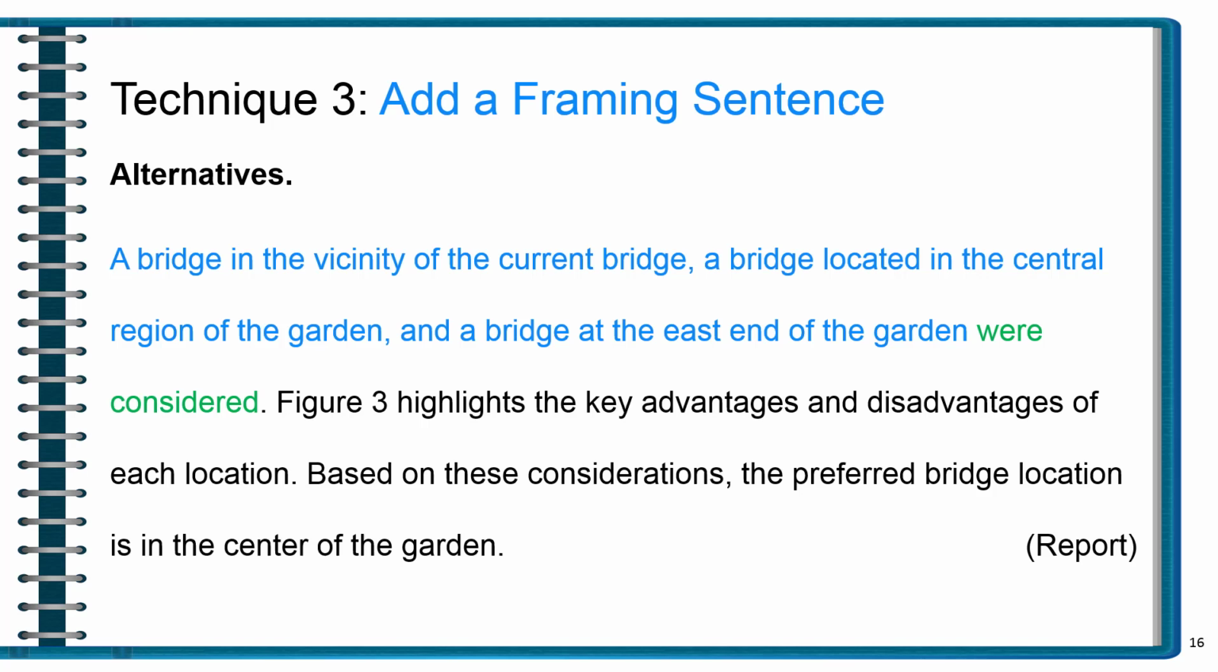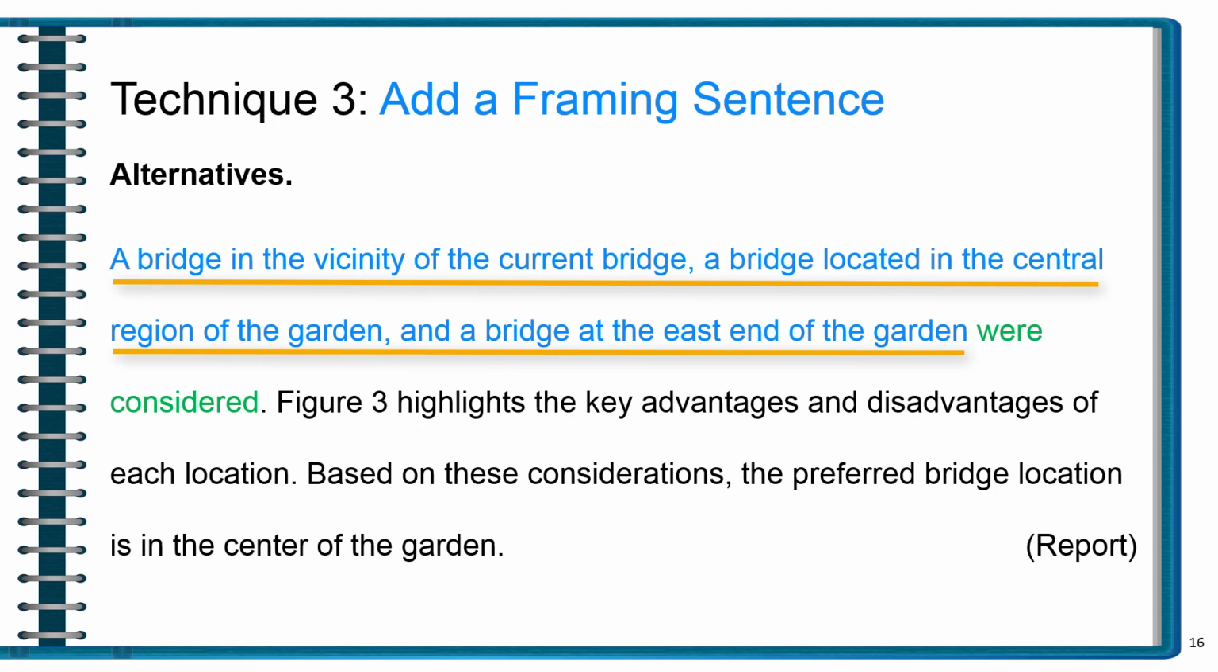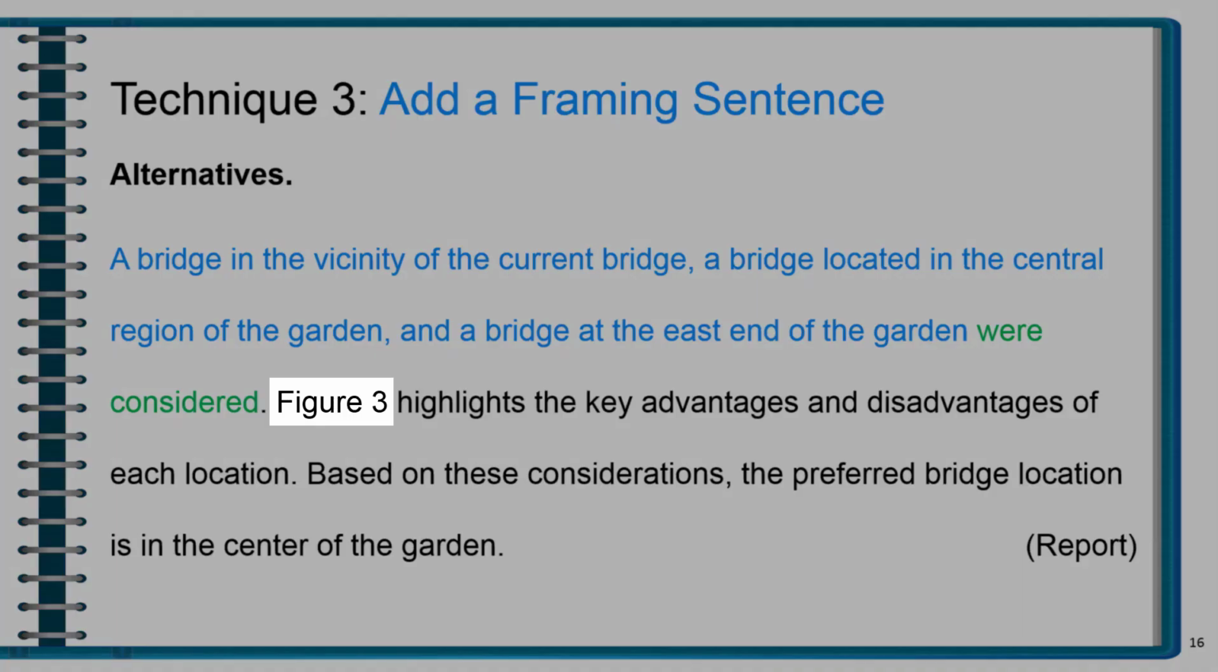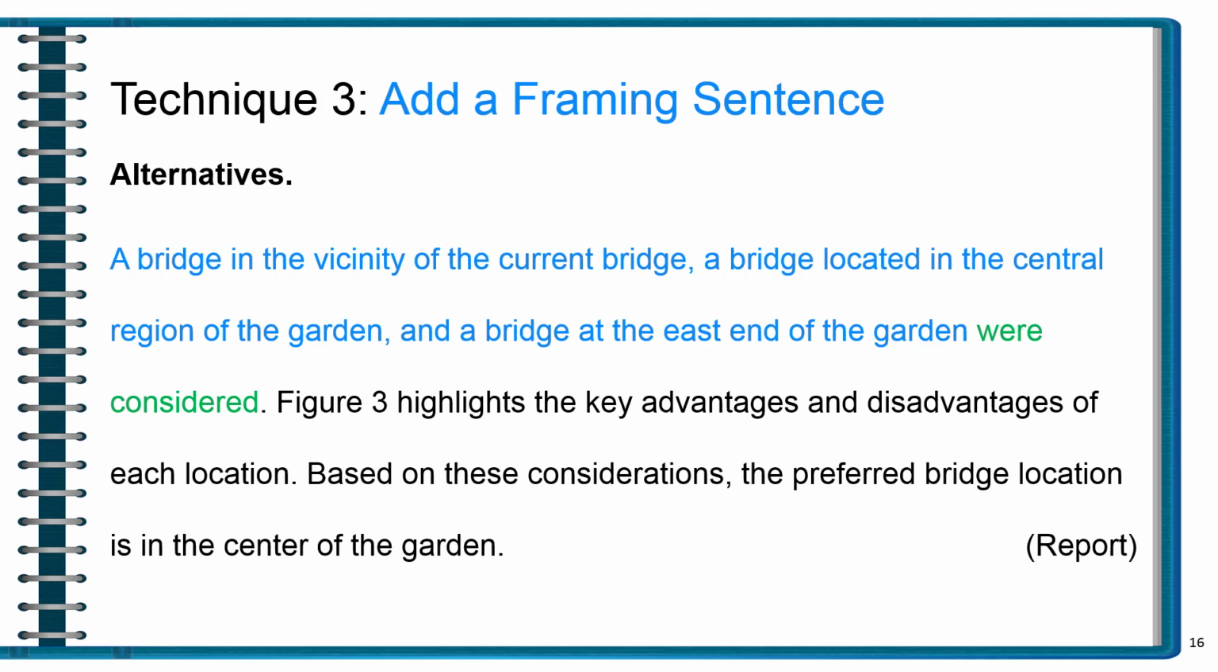In this paragraph, the authors are presenting their argument for the preferred bridge location. In the original, sentence 1 begins with a long subject, which is new information. Readers might guess that these are alternatives, but this long subject puts a heavy load on readers. The second sentence begins with new information, figure 3, and ends with anchored information, the key advantages and disadvantages of each location. Now pause the video to revise this example and add a framing sentence at the beginning of the paragraph. You can also revise other things if you want to.